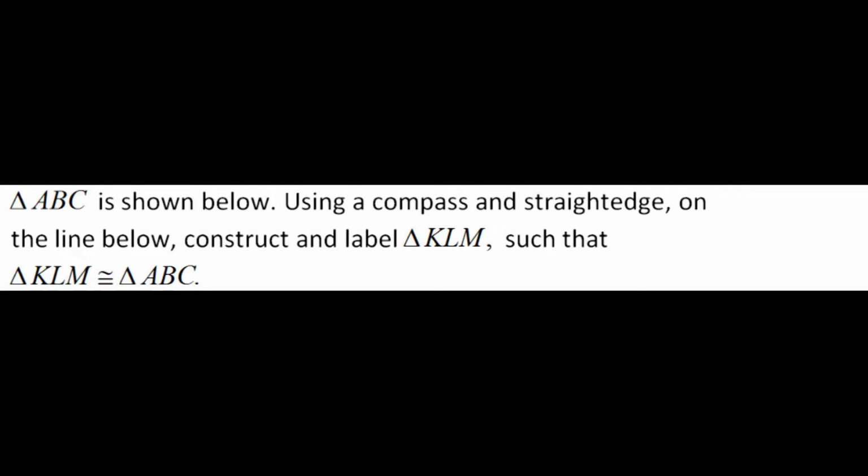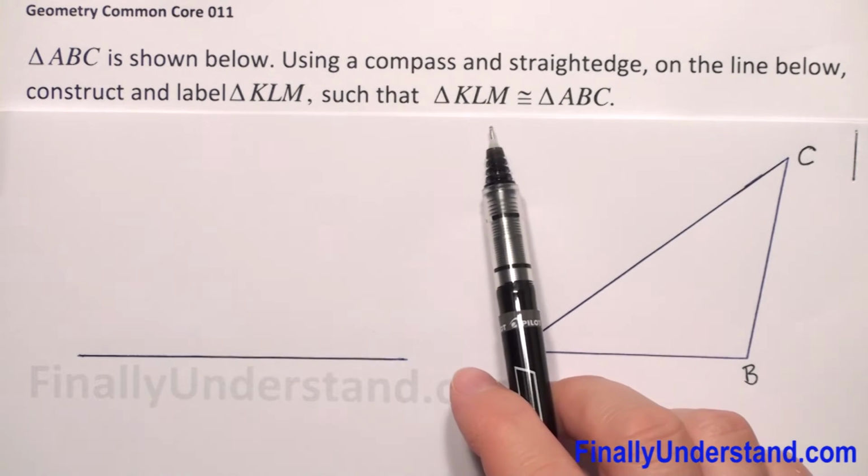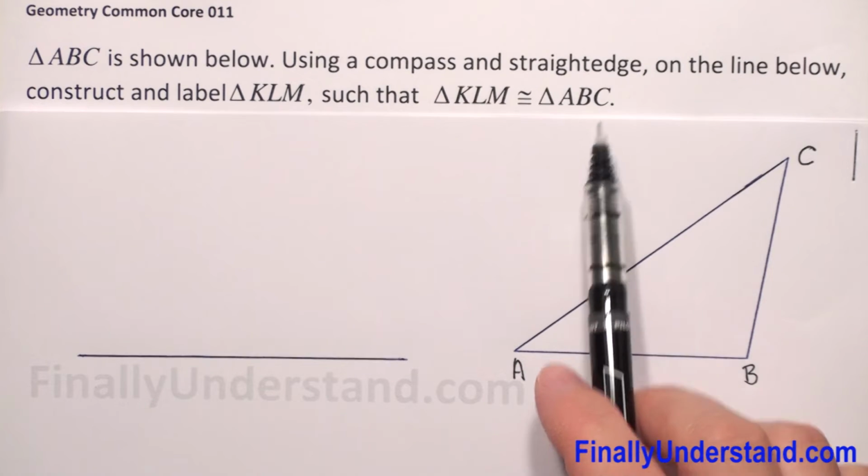Triangle ABC is shown below. Using a compass and straight edge on the line below, construct and label triangle KLM such that triangle KLM is congruent to triangle ABC. Triangle KLM must be congruent to triangle ABC.